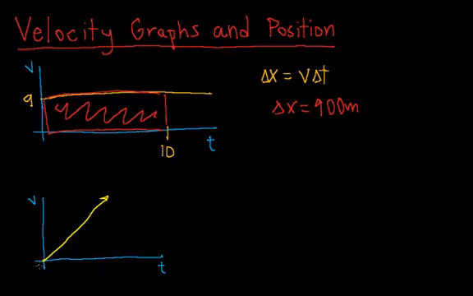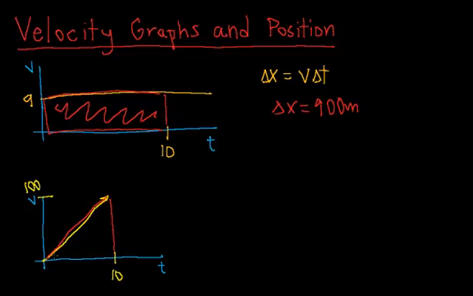Here you have a velocity of 0, and eventually you reach a velocity of 100 meters per second, and you do that in 10 seconds. Now you want to figure out how far from the stoplight you are at 10 seconds. We can do the same thing. We can find the area under the graph.